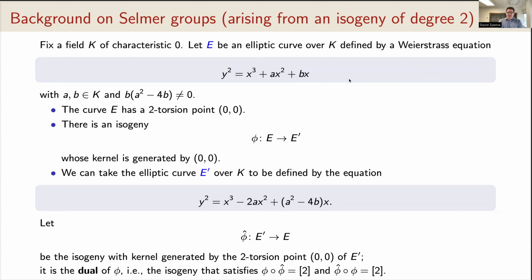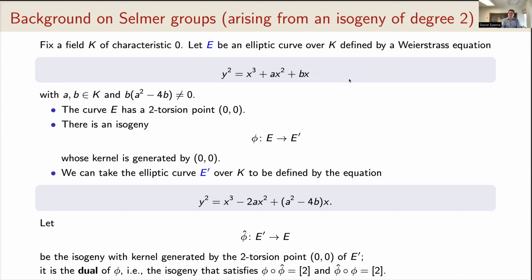And you can also look at, well, this also has a (0,0), which is 2-torsion, and you can do the same thing and quotient out again. And it turns out you'll get back the original elliptic curve, E. And I have this map, φ-hat, and this is just the dual of φ. Okay, so we have an elliptic curve with a 2-torsion point.